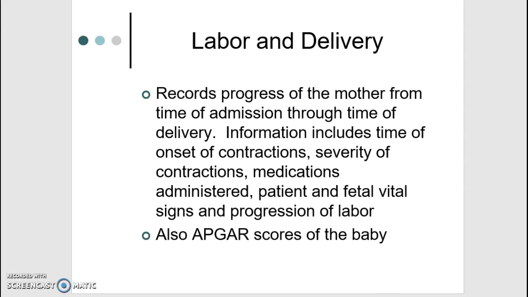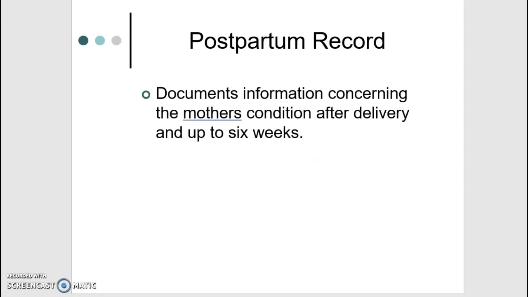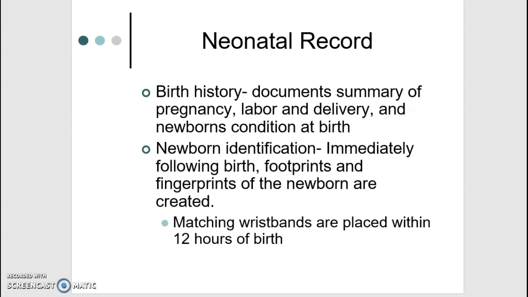And then labor and delivery. This records the progress of the mother from the time that they get admitted till they deliver. It includes the onset of when the contractions start, severity of them, medications that were given, the patient and fetal vital signs, and how well that patient progressed in labor. Also, there are APGAR scores, which we will talk about. And then the postpartum record documents information concerning the mother's condition after delivery up to 6 weeks.